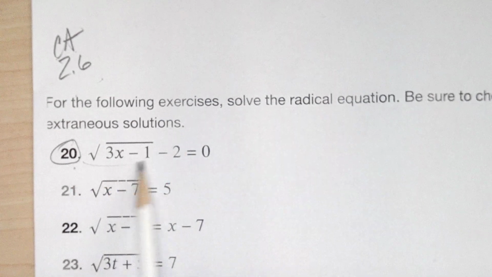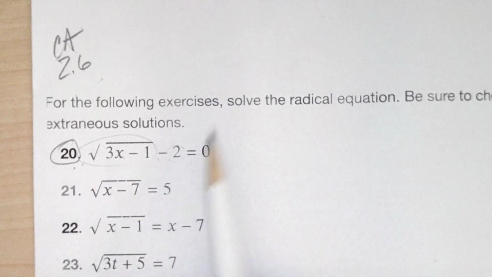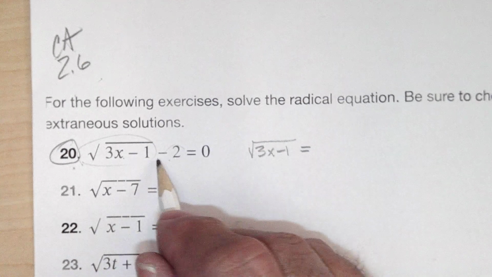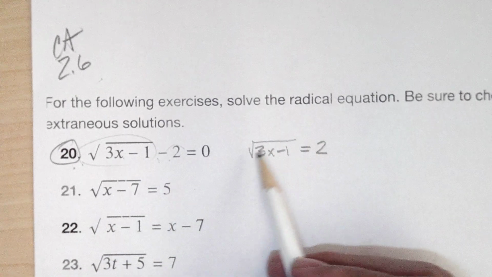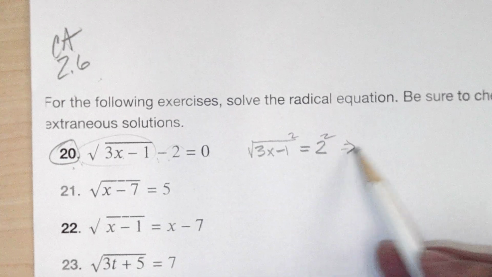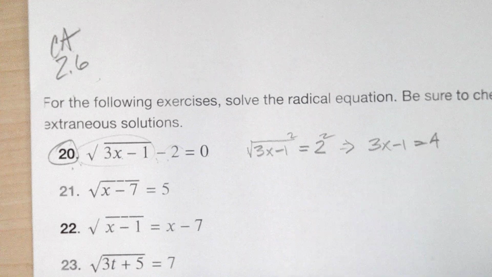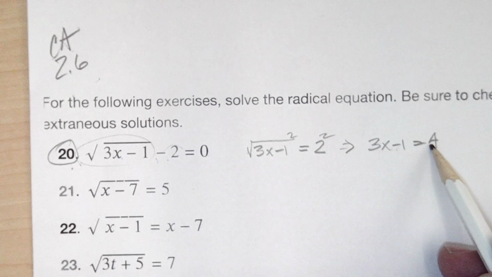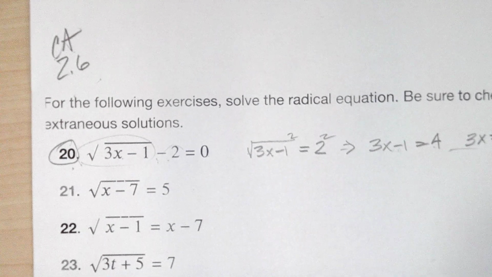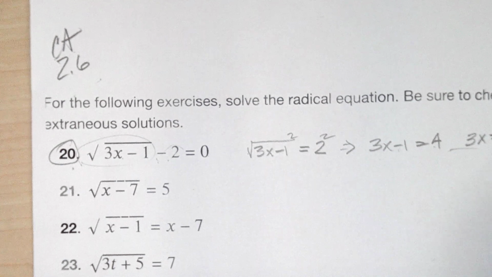20. If you've got a square root, get it by itself by moving things to the other side. Add 2 to both sides. Then you can undo it by squaring both sides, and you get 3x minus 1 equals 4. 2 times 2 is 4. Then you can add 1 and divide by 3 on both sides, and get an answer.